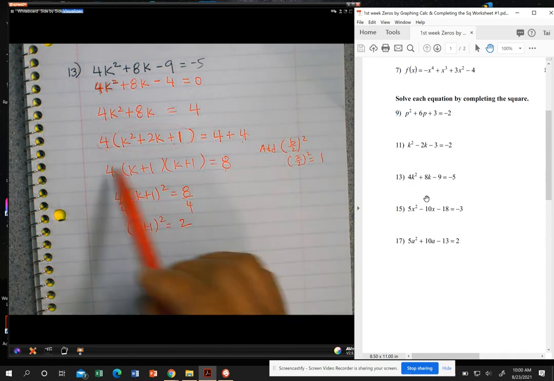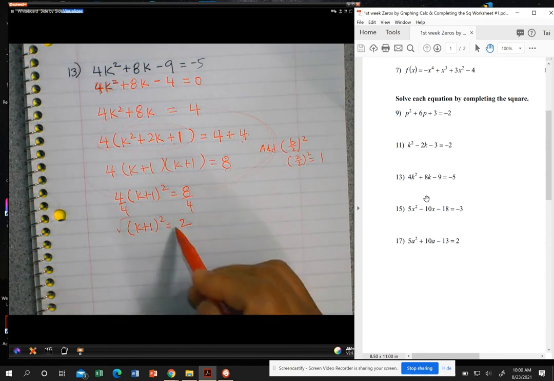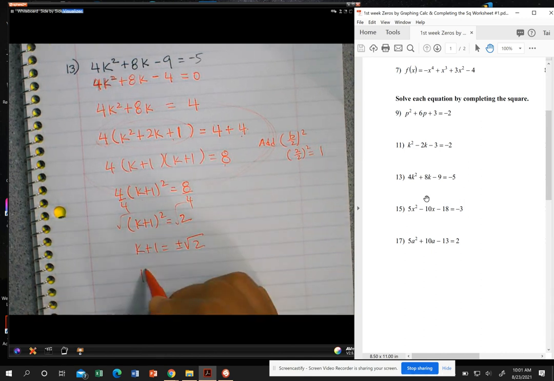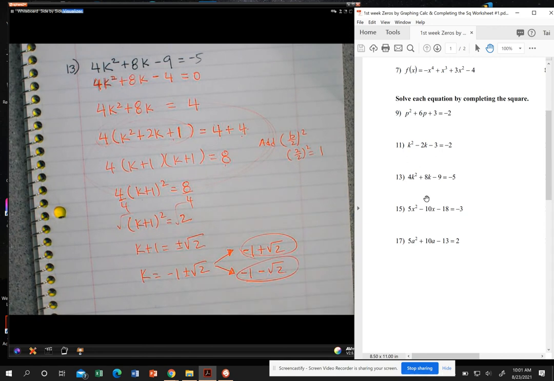Okay, the only part that you need to figure out is that middle part. Everything else is pretty much the same thing. And then you take the square root of both sides. So k plus 1 is equal to plus and minus square root of 2. You cannot simplify that, so you leave it alone. So k is equal to negative 1 plus and minus square root of 2. So you have two solutions. One of them is negative 1 plus square root of 2. The other one is negative 1 minus square root of 2. These are the two solutions you should have.